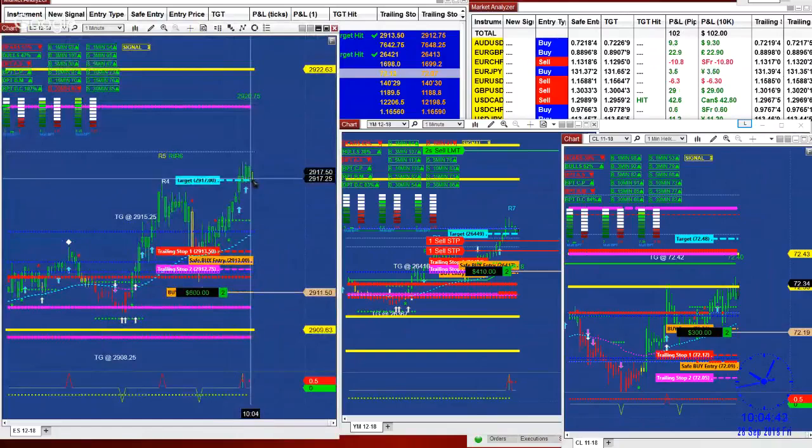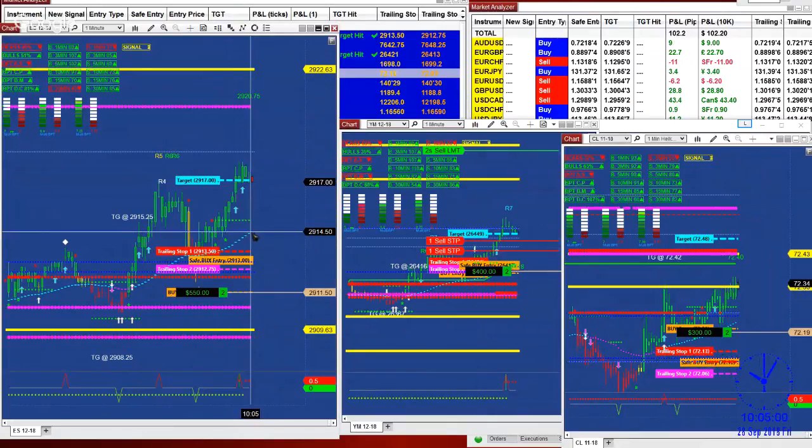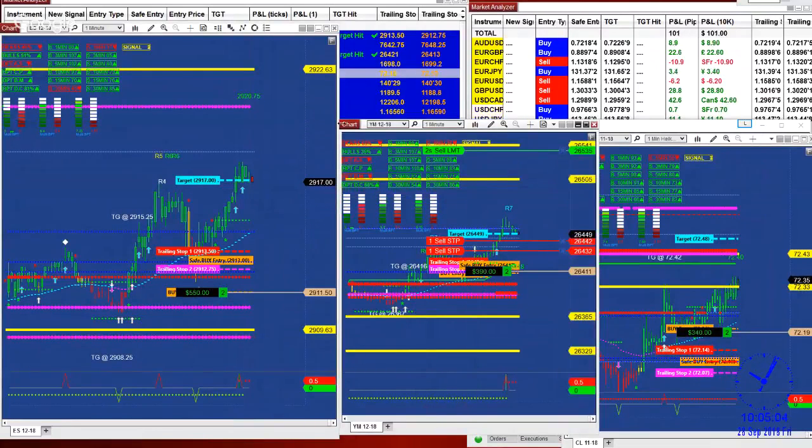Again, you see where is the pullback? Where is this market sitting at the target? And if we have a pullback, the pullback right now is 14.50 on the ES. We will look at it if this market is gonna take a little dive.